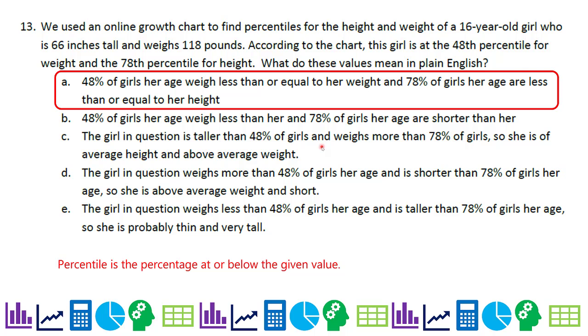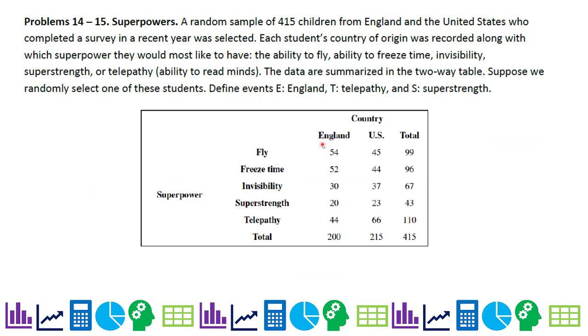Now, on to superpowers. A random sample of 415 children from England and the U.S. who completed a survey in the recent year was selected. Each student's country of origin was recorded along with which superpower they would most like to have: the ability to fly, the ability to freeze time, invisibility, super strength, or telepathy. The data are summarized in the two-way table.